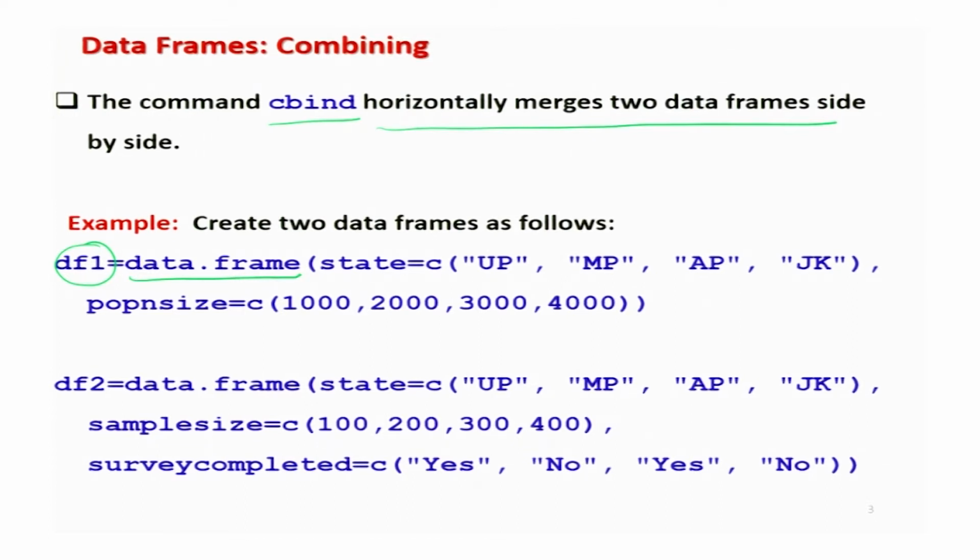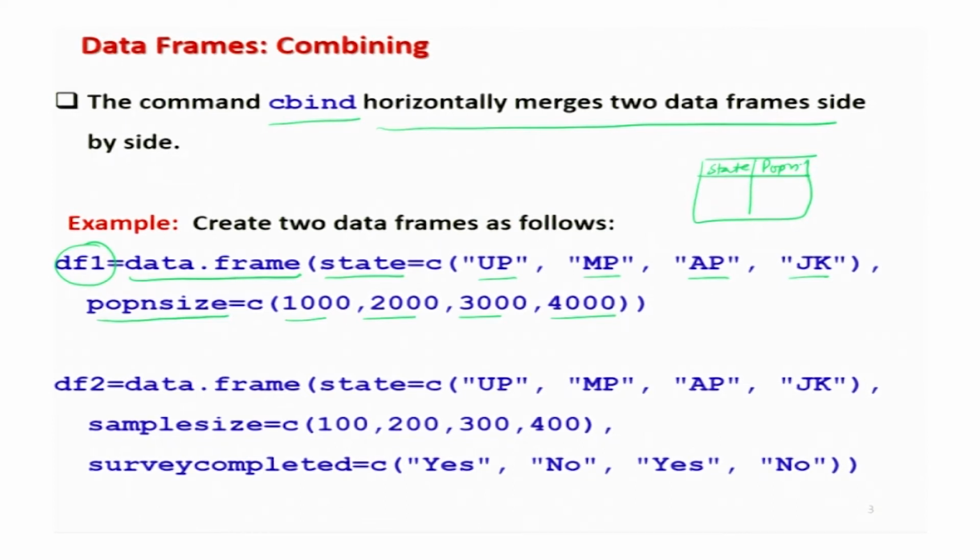In it, I take 2 variables, or 2 columns: one is state and another is population size, POP and SIZE. It is this type of data set which indicates the states and then the population size. I am taking the states UP, MP, AP, JK, that is Uttar Pradesh, Madhya Pradesh, Andhra Pradesh and Jammu and Kashmir, right. And their corresponding populations are 1000, 2000, 3000, 4000 respectively, right.